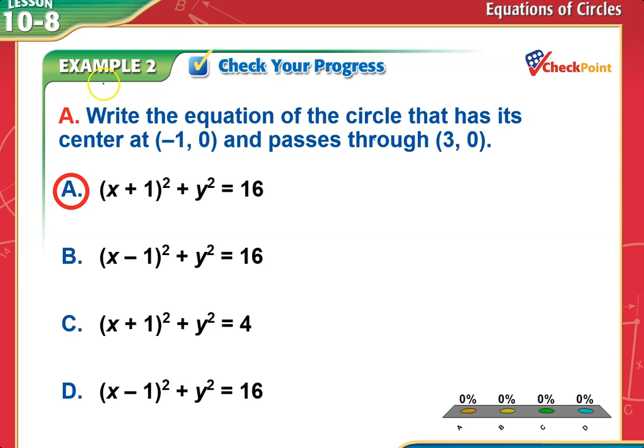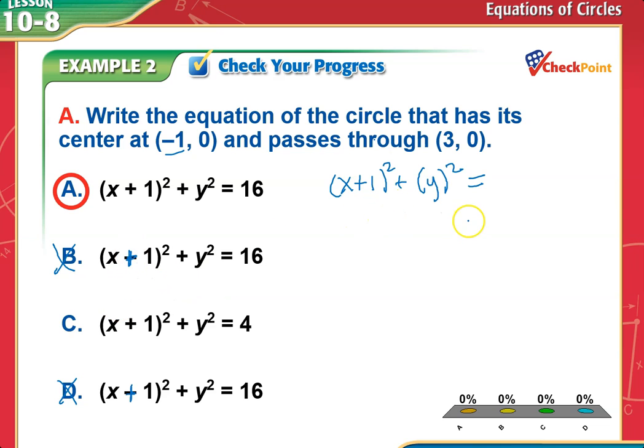Now, we know it has to be x plus 1 because this is a negative 1. So we're going to have x plus 1 squared, and then plus y minus 0 squared, or just y squared, equals, and then we have to figure out the radius. As soon as I have a plus 1 here, I know I can probably throw out the b and the d, because this should be a plus. Those have minus, so we know those are wrong.